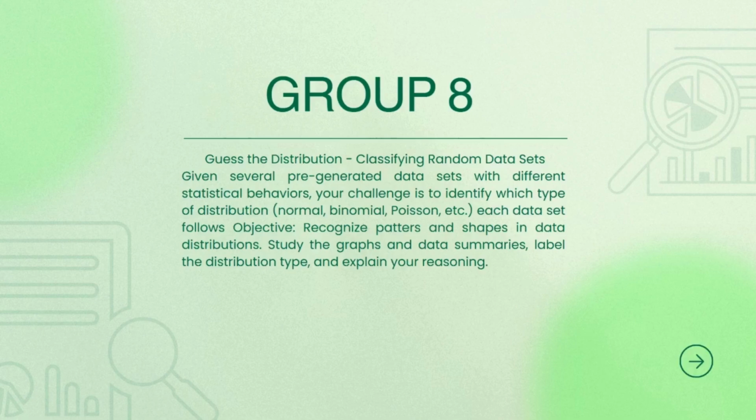Our assigned problem involved analyzing multiple pre-generated datasets, each with its own statistical behavior. The goal was to determine which type of probability distribution, such as normal, binomial, or Poisson, and so on. To solve this, we studied each dataset using graphical and numerical summaries. We applied our knowledge of distribution properties to classify the data accordingly.